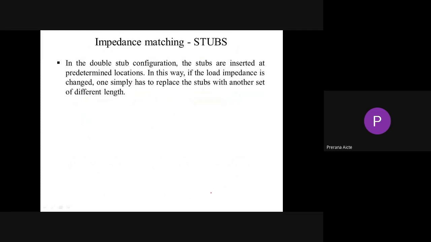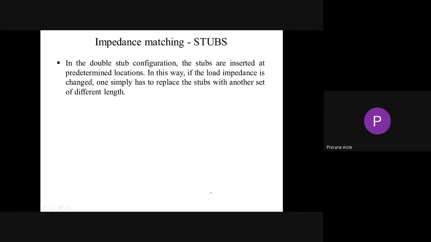Now, in the double stub configuration, the stubs are inserted at a predetermined location in this way. So we have to locate the two stubs at a predetermined location. It is not possible to locate them at any distance. First, we have to calculate the distance from the load at which the impedances are matched to the load impedance. At that distance only we have to insert the stubs. So in the double stub configuration, the stubs are inserted at a predetermined location.